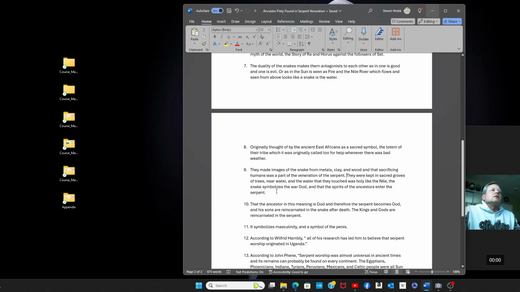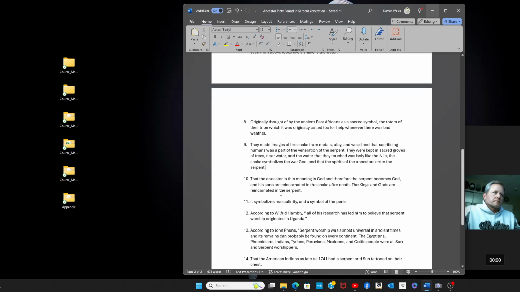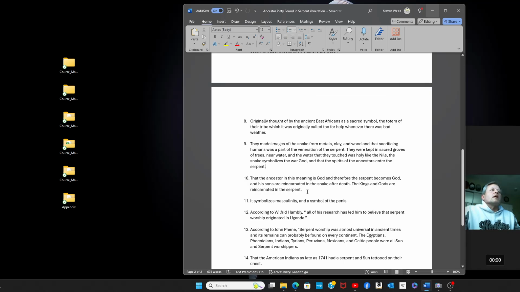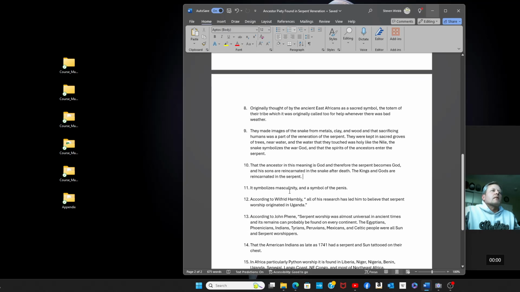The snake symbolizes the war god, and the spirits of the ancestors enter the serpent. The ancestor in this meaning is God, and therefore the serpent becomes God, and his sons are reincarnated in the snake after death. The kings and gods are reincarnated in the serpent. It symbolizes masculinity and is a symbol of the penis.